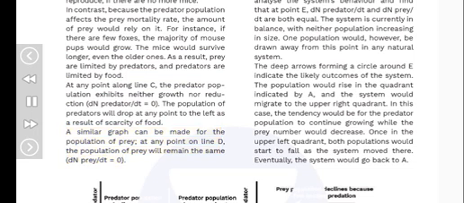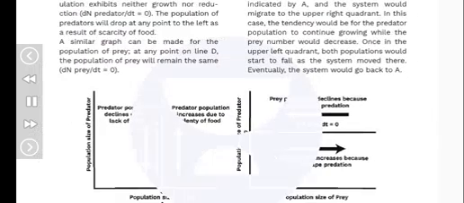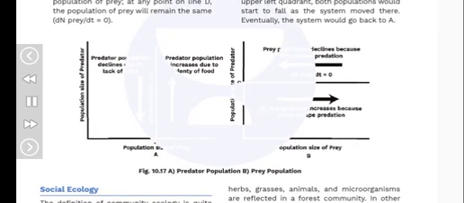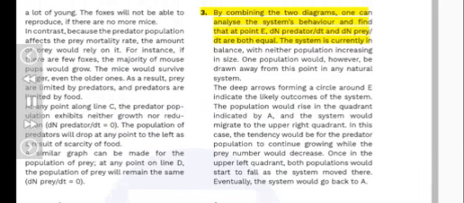Population size of predator. Predator population declines, increases due to lack of, plenty of food. Putting the two diagrams together, one can analyze the system's behavior and find that at point E, dn predator/dt and dn prey/dt are both equal to zero. The system is currently in balance, with neither population increasing in size.